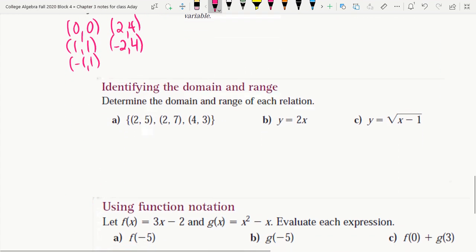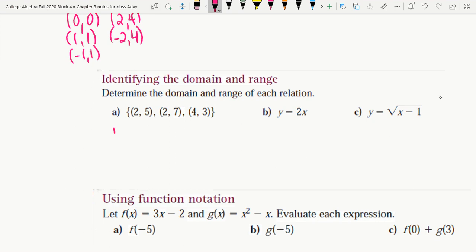Identify the domain and range of each relation. All right, so in this one, the domain would be 2 and 4. I only list them once. And your range then is 5, 7, 3. Is that relation a function? It's a relation. This is not a function.